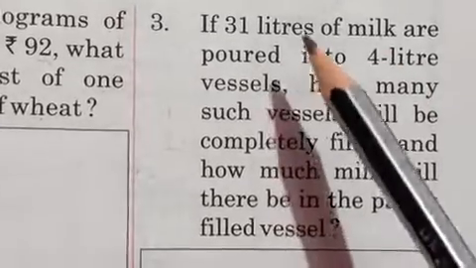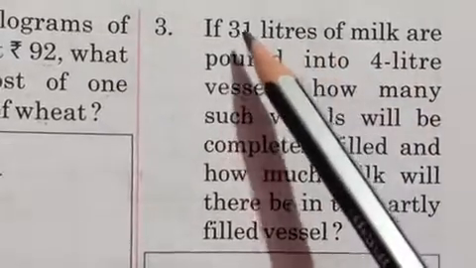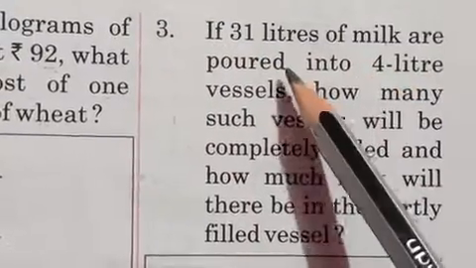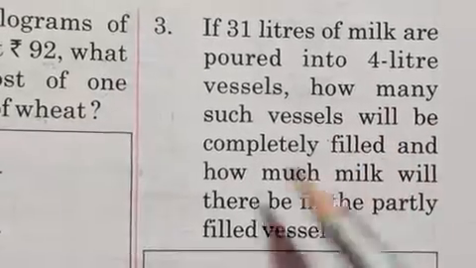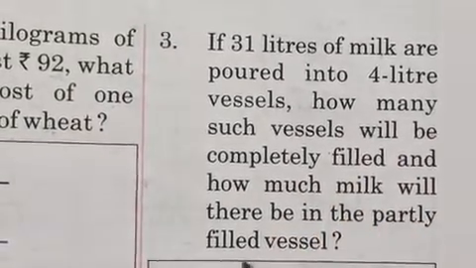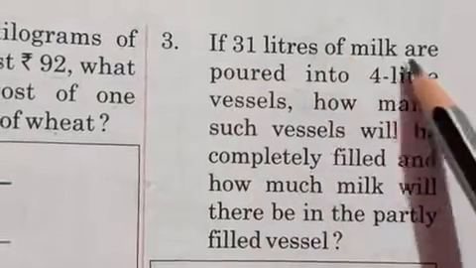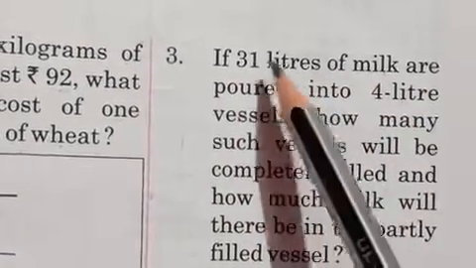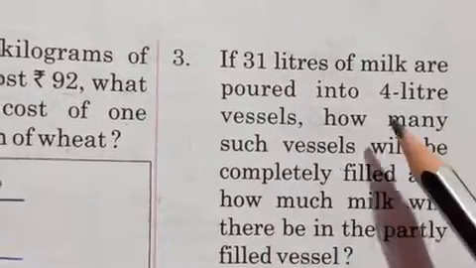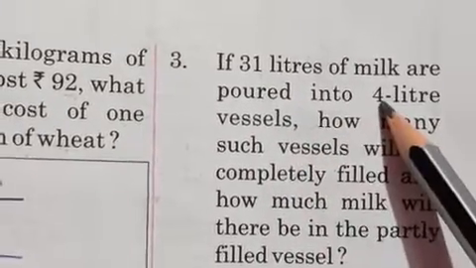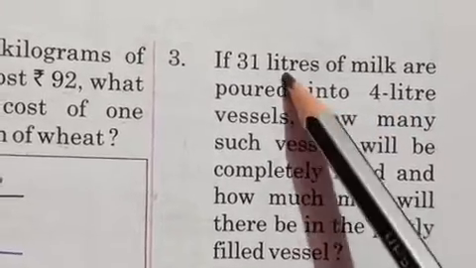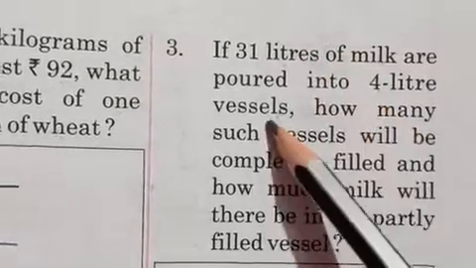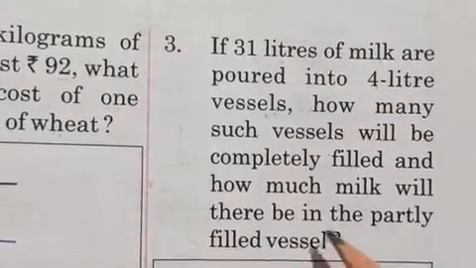Now students, in a similar way the third one is also there. What they have told is, if 31 liters of milk are poured into 4-liter vessels, how many such vessels will be completely filled and how much milk will there be in the partly filled vessel? They have a total of 31 liters of milk and each vessel is 4 liters. So all 31 liters has gone into these 4-liter vessels, and we have to see how much milk is left. Okay, so for that you will do like this.